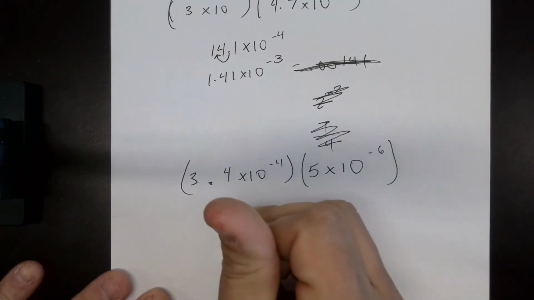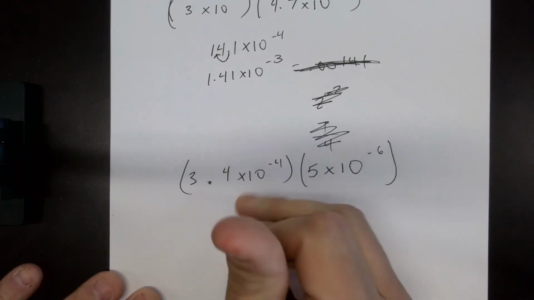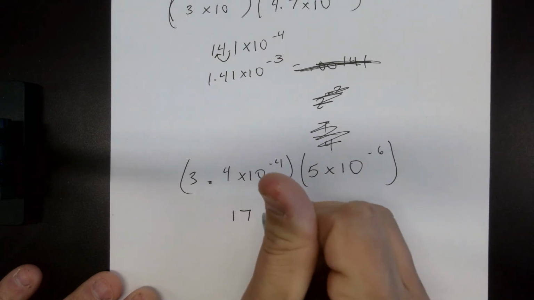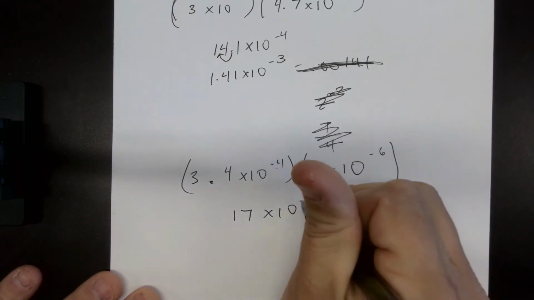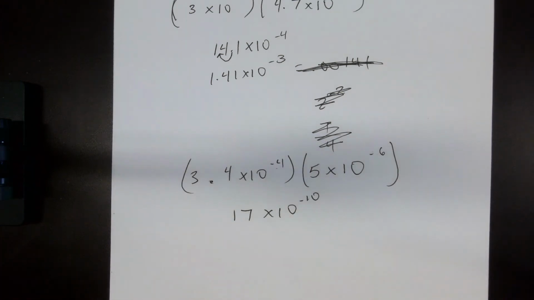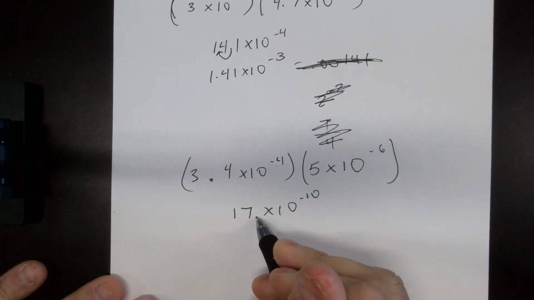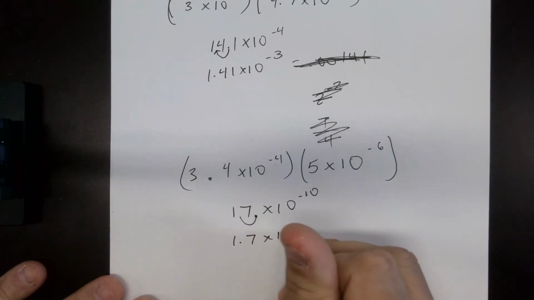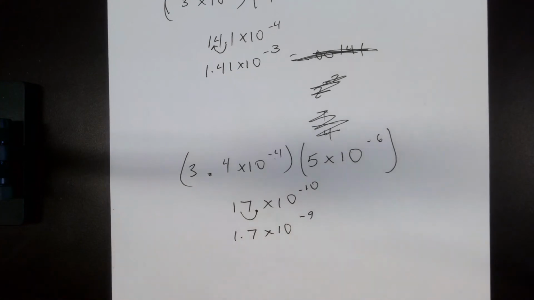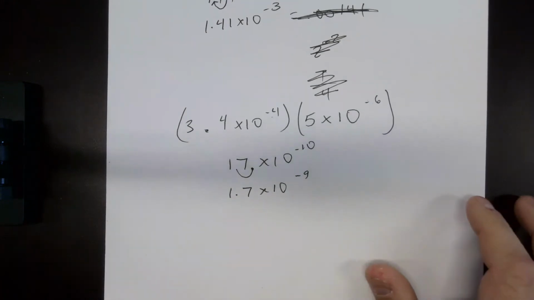Okay. So we're going to multiply 3.4 times 5 to get 17 times 10. Because you're multiplying, we're going to add the exponents to get negative 10. Now, this can't be our answer because technically right now the decimal is right here, so we have to move the decimal back to get 1.7 times 10 to the negative 9th. Who got it right? Raise your hand. Good. JR, what happened, brother?